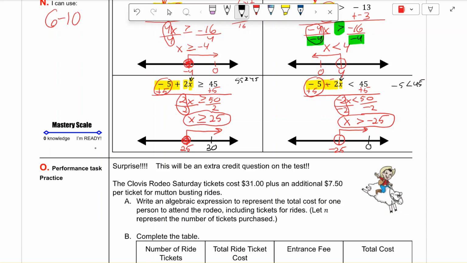Rate yourself on the mastery scale, whether you are completely ready, or you have a lot to go and you need to study.